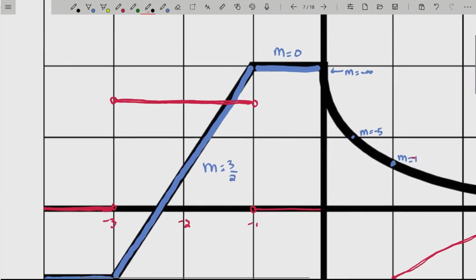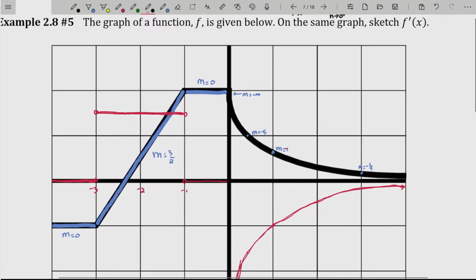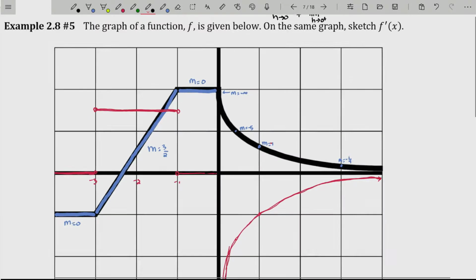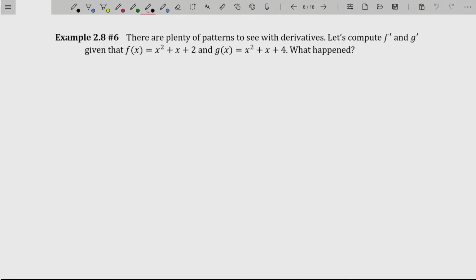Anyhow, really nice way to graph this. Again, something I pick on during exams. I really like these styles of functions. The final example in this video is recognizing patterns with non-graphs, so with functions. So I hand you a couple functions. f of x is equal to x squared plus x plus 2, and g of x equals x squared plus x plus 4. And we're asked to take the derivatives of both of those functions.